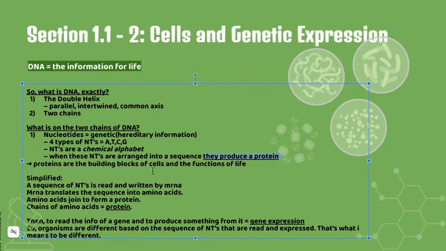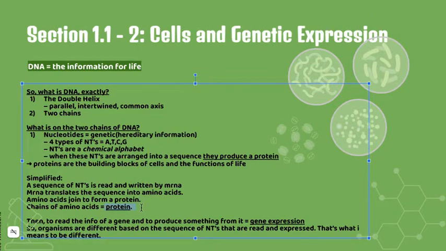Okay, so let's break it down. In its simplest form, what we have is a sequence of nucleotides. They are read and then written by mRNA. We haven't talked about mRNA yet, but we will. The mRNA then translates the sequence of amino acids on the nucleotides, okay? And these amino acids then join to form a protein. So we're going to call a chain of amino acids then a protein.